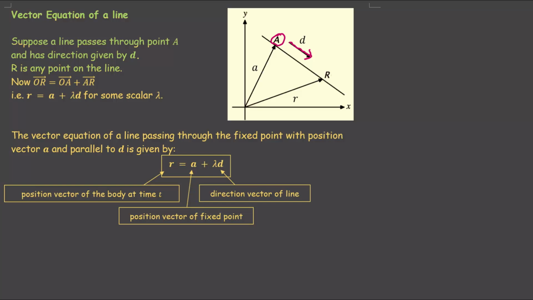R is any point on the line. So R is a movable point, and it could be at any position along the line, even going backwards from A.